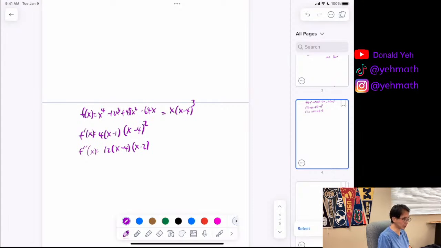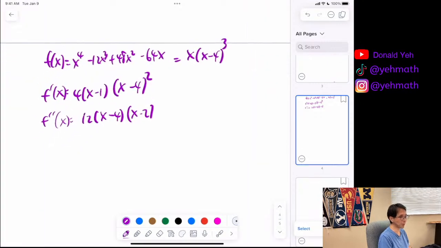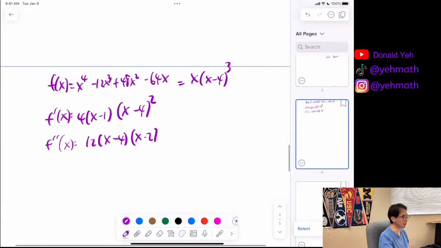We kind of did that yesterday, if you remember. Now I just want you to do it on your own. So I give you the original function, the prime, and the double prime.